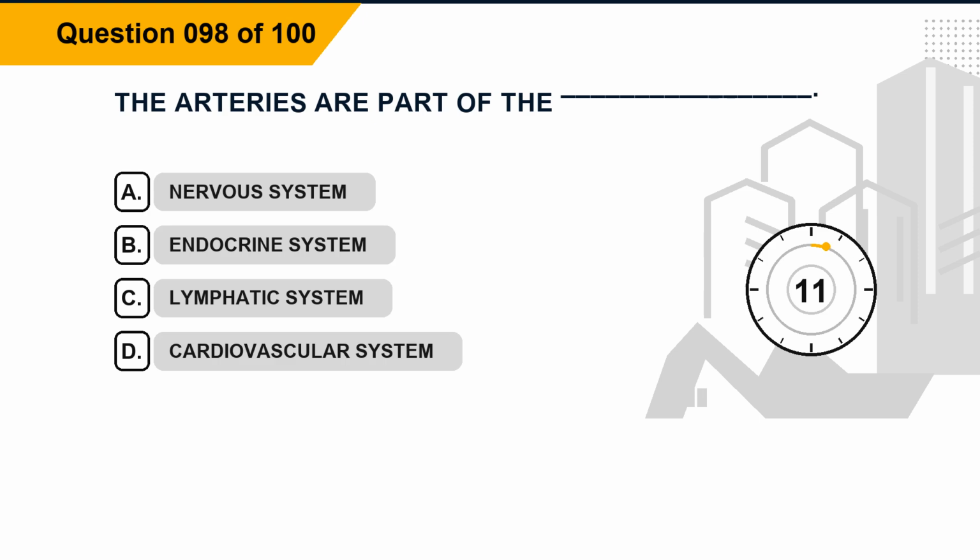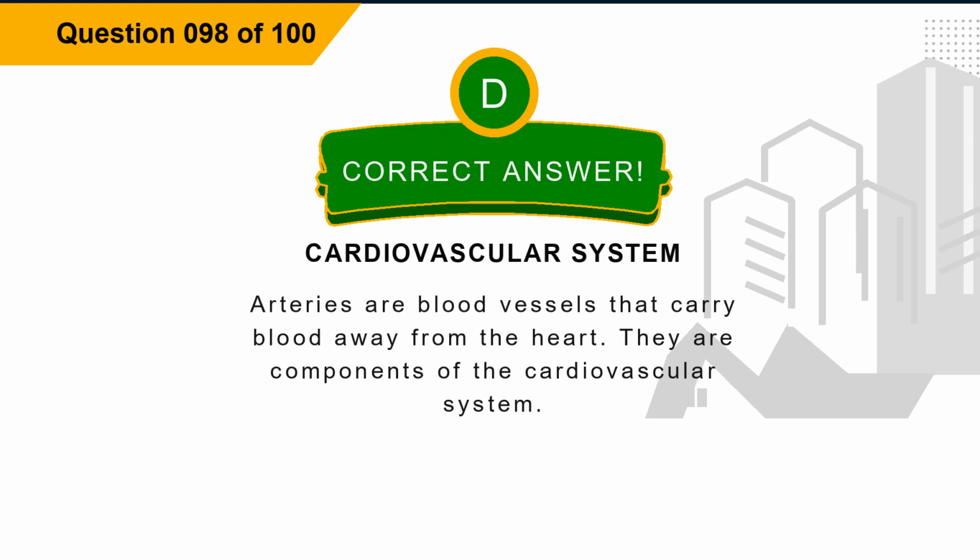Question 98. The arteries are part of the blank. Option A, nervous system. Option B, endocrine system. Option C, lymphatic system. Option D, cardiovascular system. The correct answer is option D, cardiovascular system. Explanation: arteries are blood vessels that carry blood away from the heart. They are components of the cardiovascular system.